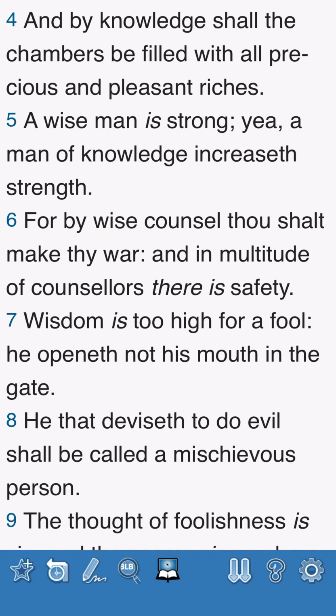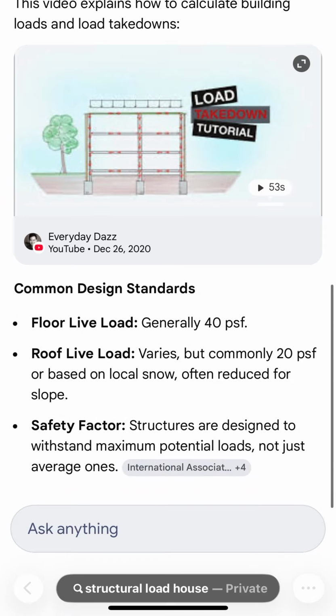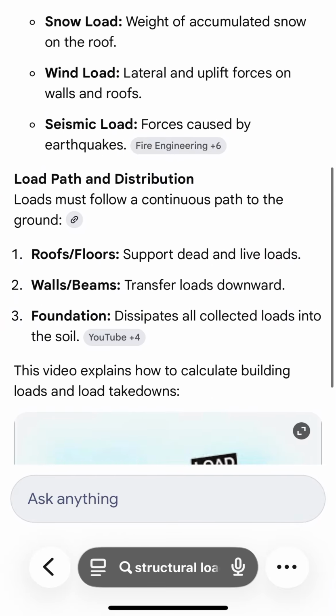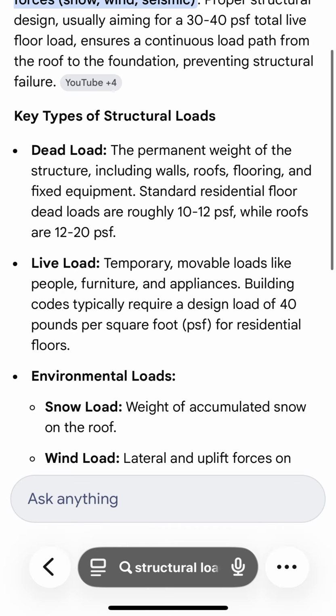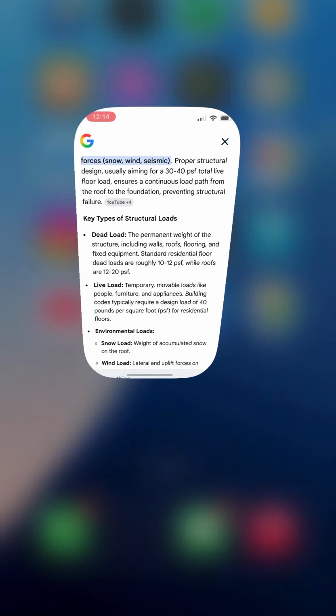You had the structural loads, and then you had the dead, I think it said live weight. I'm going to go back to it. It says live weight, which would be people, furniture, appliances, stuff that can pretty much move. All right, that's the live weight.